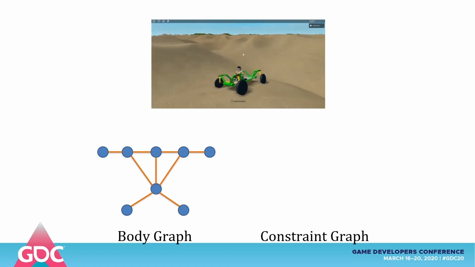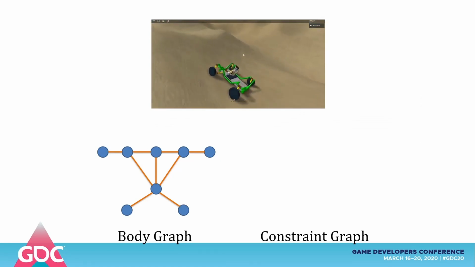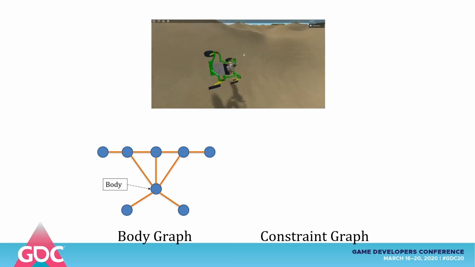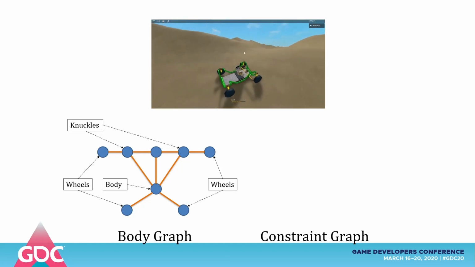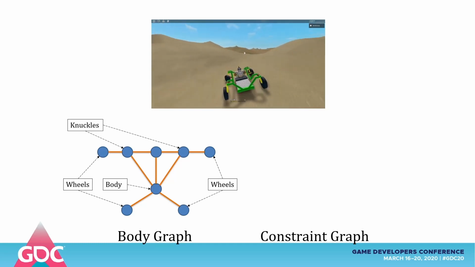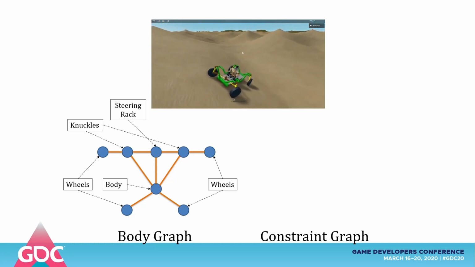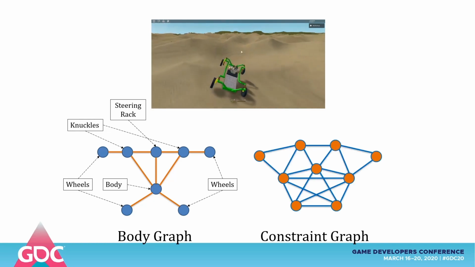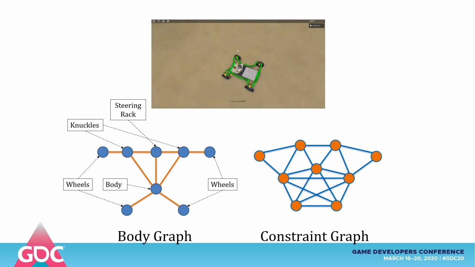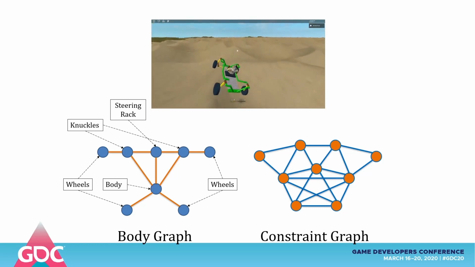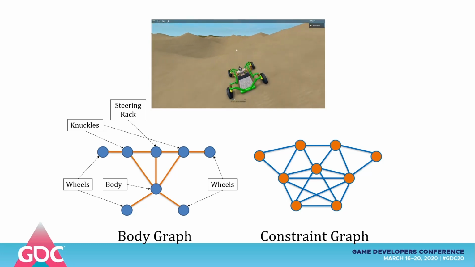Here's a simple example of a buggy with its body graph. The nodes correspond to the following rigid bodies: the main body, the wheels, the knuckles that join the front wheels to the body in the steering mechanism, and the steering rack. Taking the edge graph of the body graph, we get the constraint graph. This graph represents the structure of the constraint matrix of the equality constraints in this buggy.